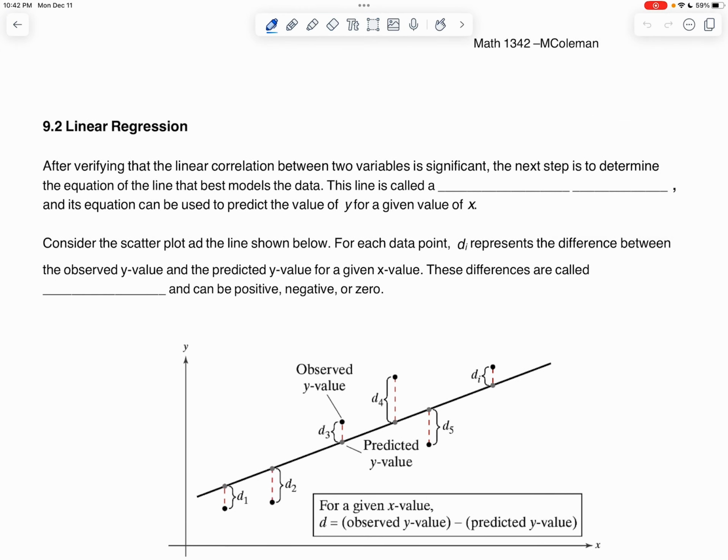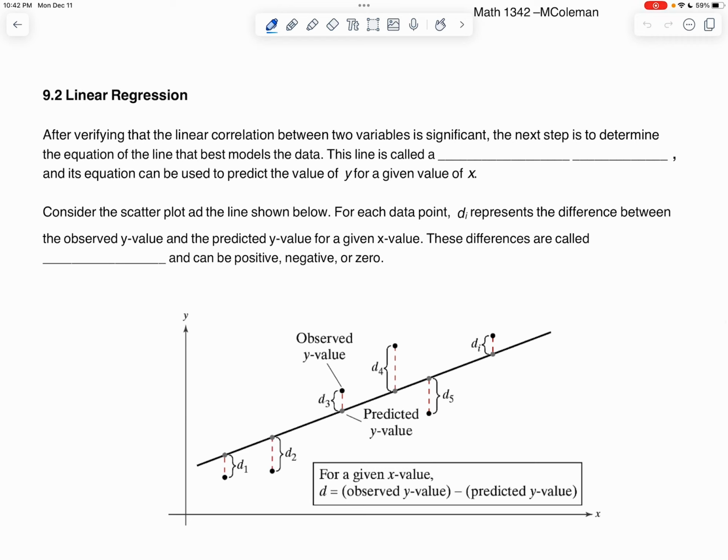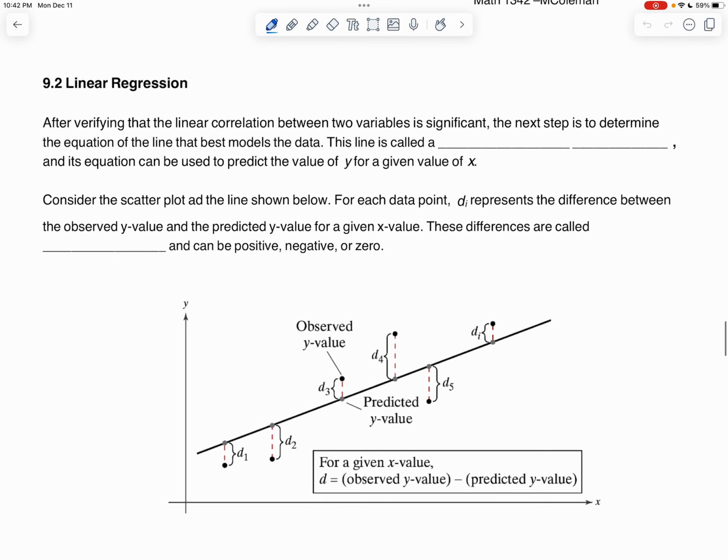All right. Next section we're going to cover is section 9.2. This really is just a continuation of 9.1. It's going to look very familiar to what we've already done. We've already learned all the buttons on the calculator that we need to push. Now we're just going to put it all together.